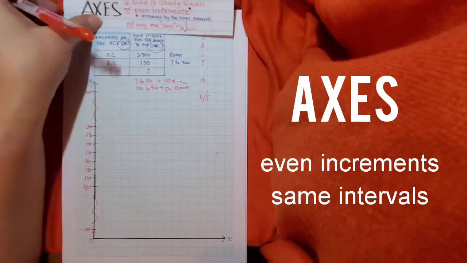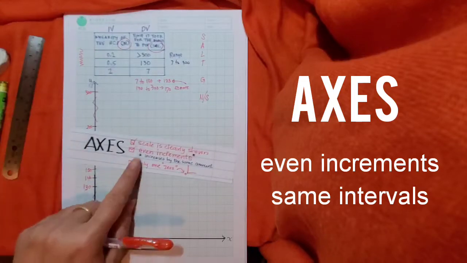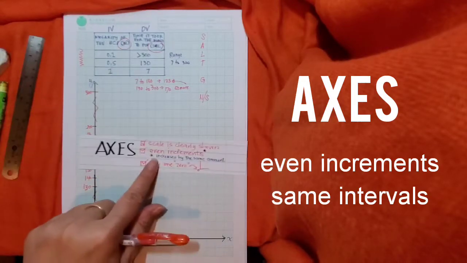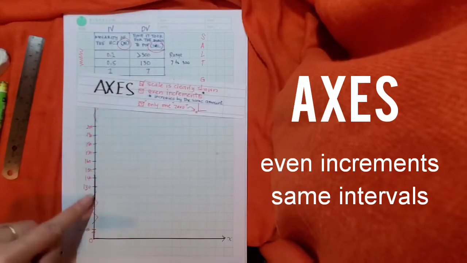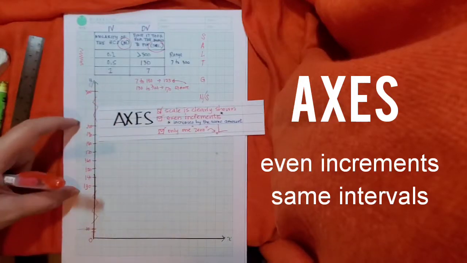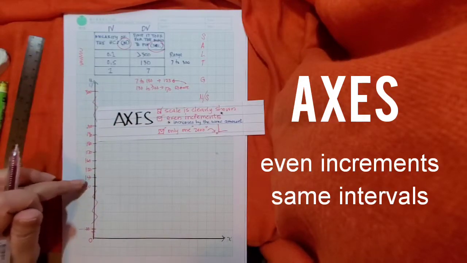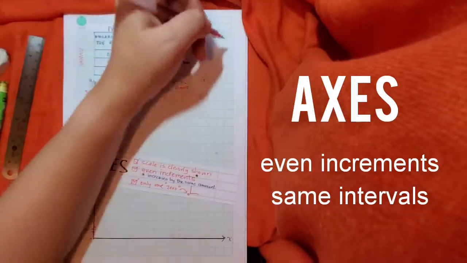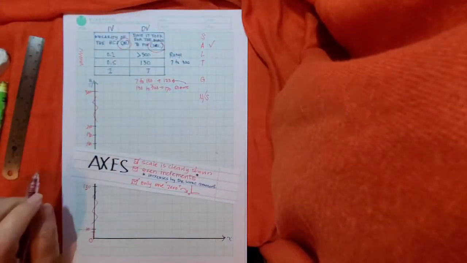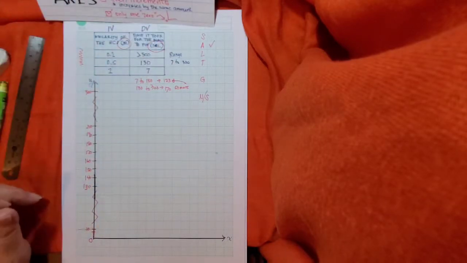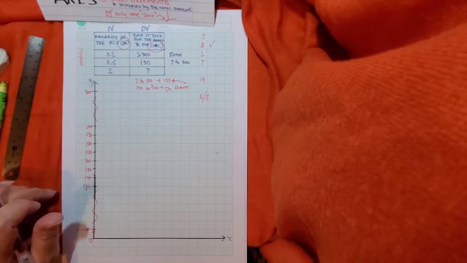So can I give you a mark for this one? Scale is clearly shown. Even increments, went up by 10. And interval is uniform, 1 block each, only 1 0. So you will get a tick for that. Now, let's go to the next one. What is the next one?